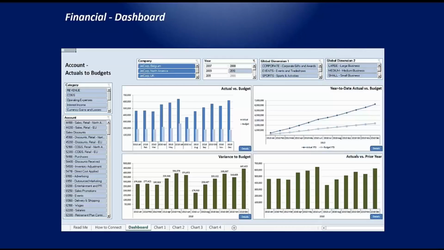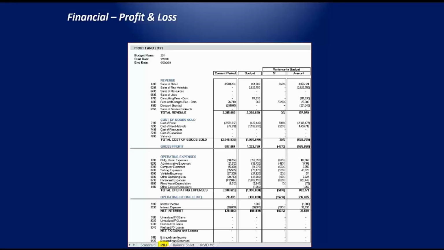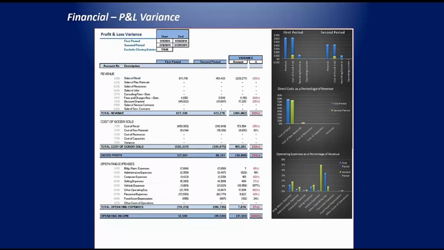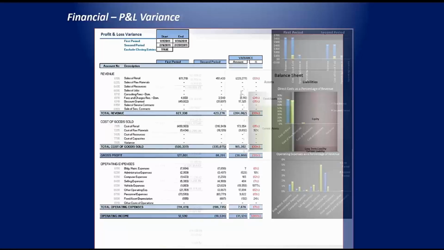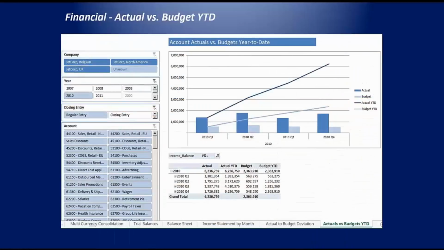I'm going to pull up some general ledger sample reports. Again, all of these are Excel-based, so you can send them to anybody in your company that they need to, and they can actually point and click on the different fields, and it'll rearrange their graphs accordingly to what they've pointed to. This is an example of key performance metrics, profit and loss statement, income statement by month, profit and loss variance by community, balance sheets, actual budget versus year to date.